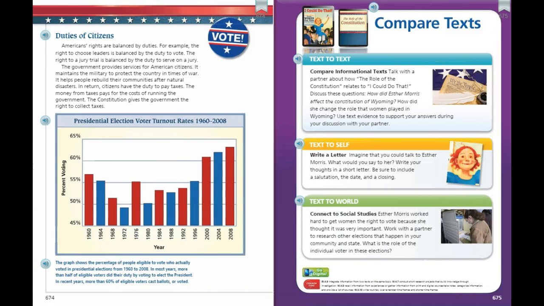Which right does the duty to vote balance? According to the graph on page 674, how well do voters perform this duty? The graph shows voter turnout, or the percentage of people who carry out their duty to vote. Between which years did the percentage of eligible voters who actually voted go down? Again, according to the graph, since which year has voter turnout been rising steadily? How does the information in the graph contribute to your understanding of the text?